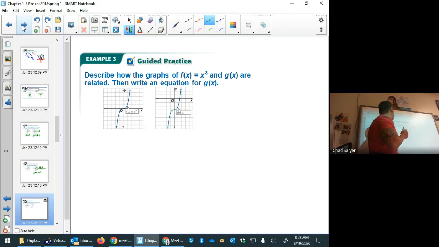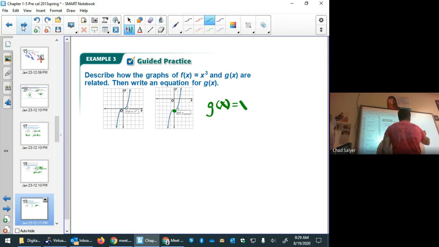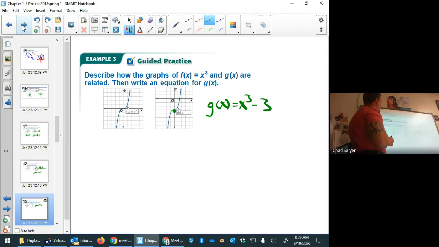So here's one for you. Pause the video and do this work, and then come back and see if you got it right. Okay, so describe how the graphs of x cubed, which is here, and this graph are related. Well, clearly our vertex is moved down 1, 2, 3 units. Can't really tell if anything else is going on, but I'm going to say this is x cubed minus 3, because it's shifted downward 3 units.